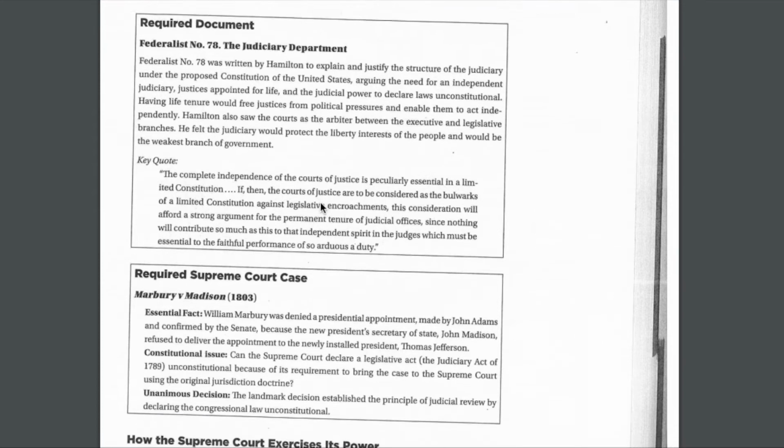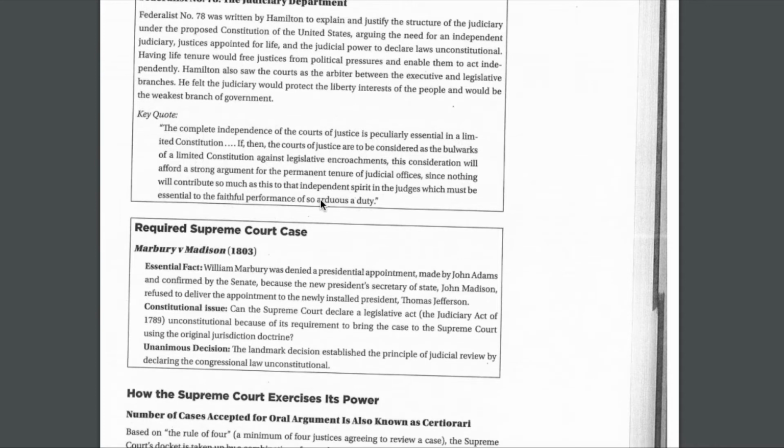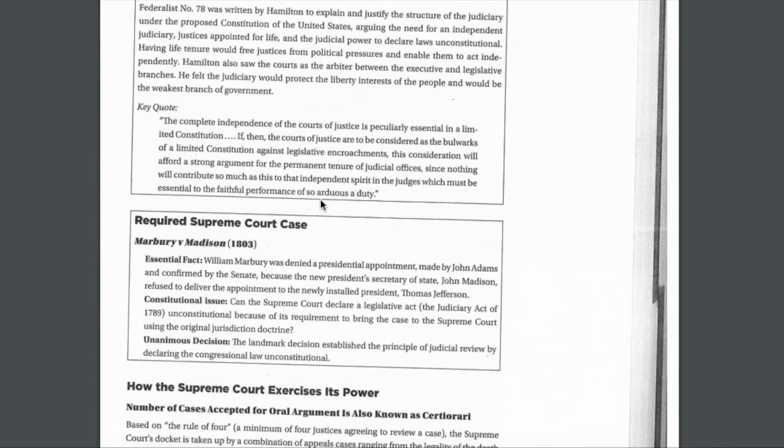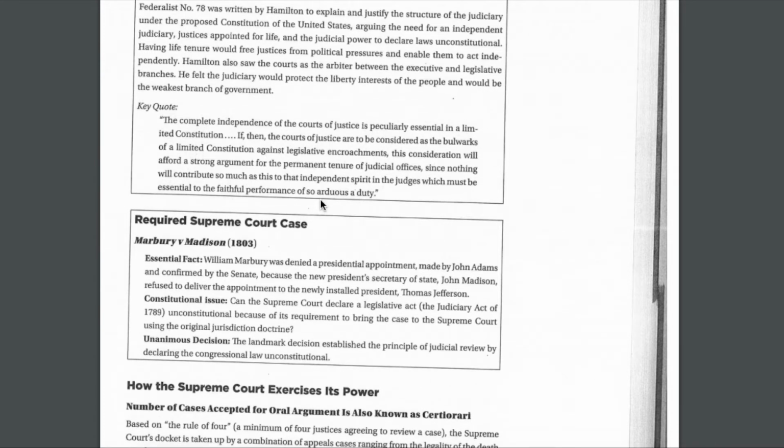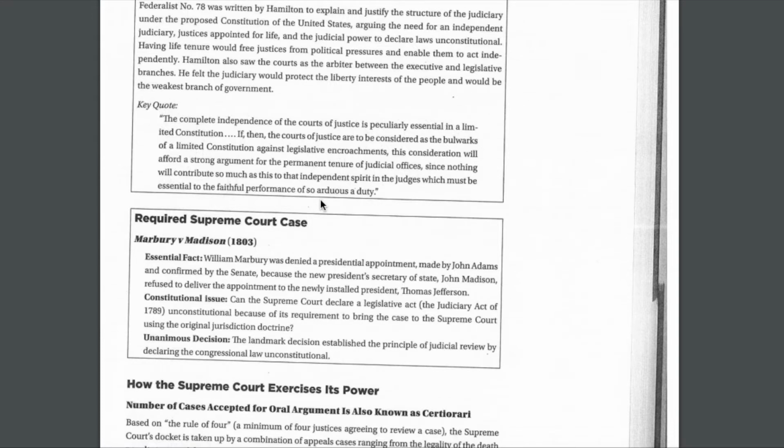Also, the Supreme Court case that introduces the idea of judicial review is Marbury v. Madison. The question was, can the Supreme Court declare a legislative act unconstitutional, because it's a requirement to bring the case to the Supreme Court using the original jurisdiction doctrine? And they said yes. The landmark decision established this. So from this point on, 1803, judicial review was used much more.